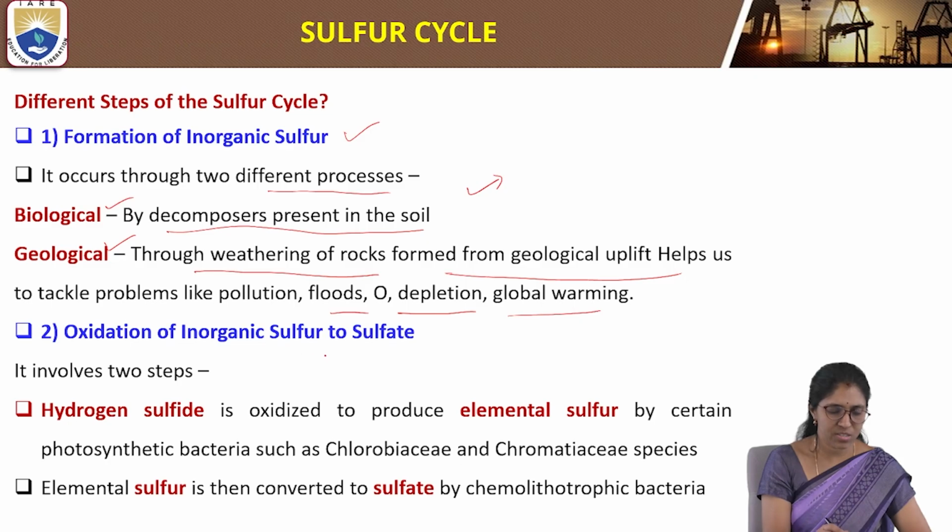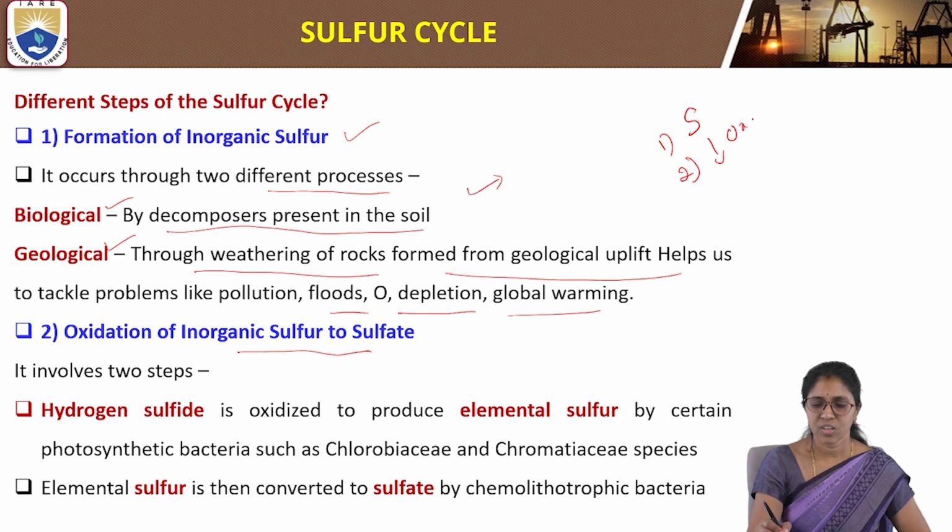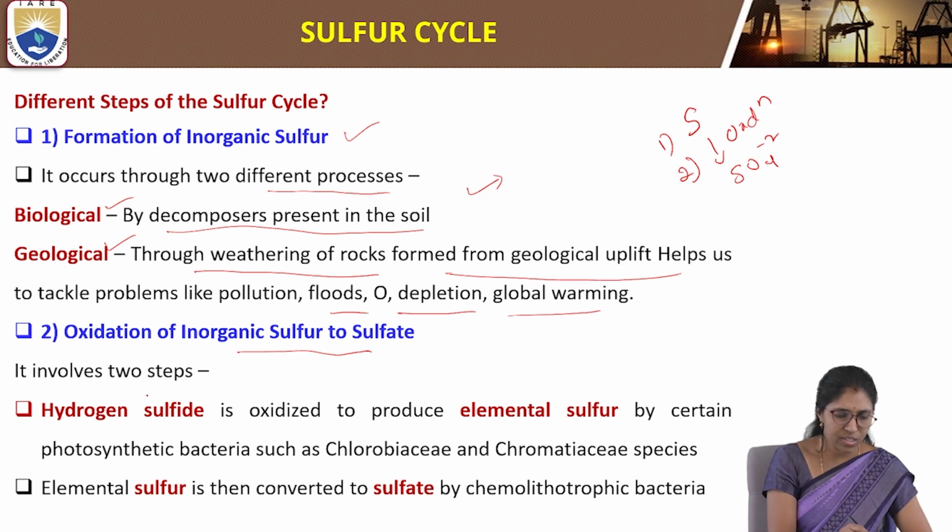The second step is oxidation of inorganic sulfur to sulfate. The first step was formation of inorganic sulfur. The second step is oxidation of inorganic sulfur into sulfate. Here it also involves two steps.